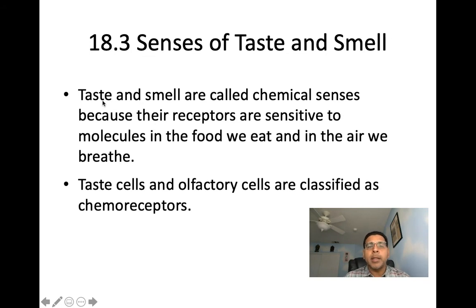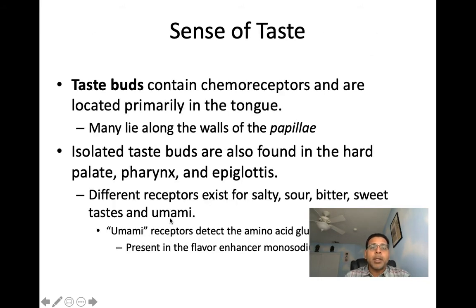When we talk about these senses, taste and smell, these senses are going to be called chemical senses because they detect chemicals. They're going to detect chemicals in the food that we eat and also in the air that we breathe. Our taste cells and our olfactory cells are classified as chemoreceptors. First, let's talk sense of taste. Taste is going to take place thanks to taste buds, which contain chemoreceptors and are located primarily in the tongue. Many lie along the walls of the papillae. That's where we're going to find our taste buds.